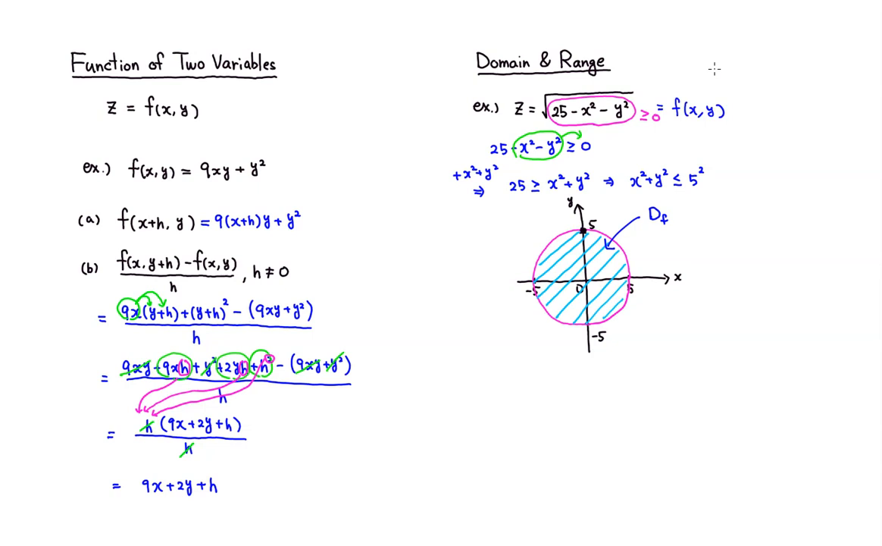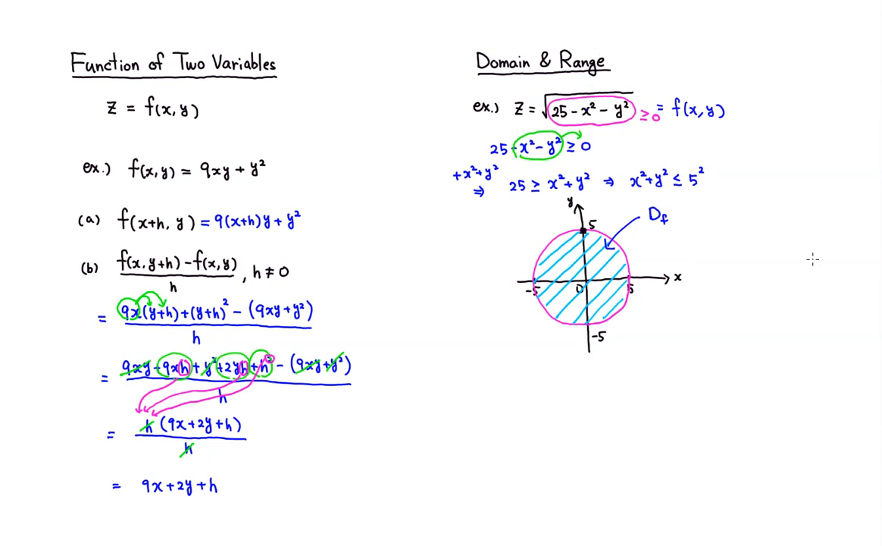The range is a little bit tricky, but if you pay attention. Because of the square root, the smallest it can be would be 0. We can easily achieve 0. For example, we can put 5 for x and 0 for y. Then the function becomes 0. So it's going to sit on the xy plane. The value of z is 0. That's the smallest.